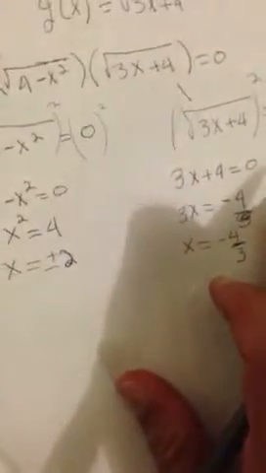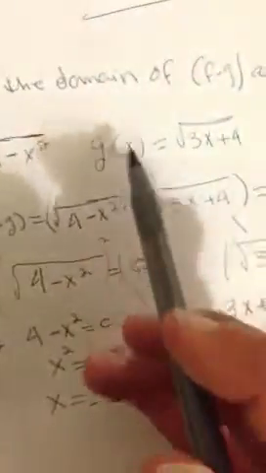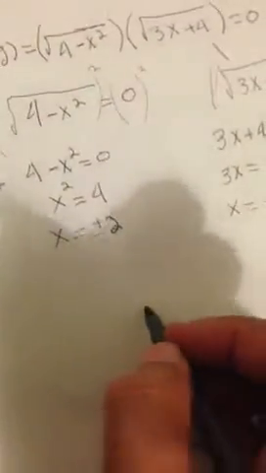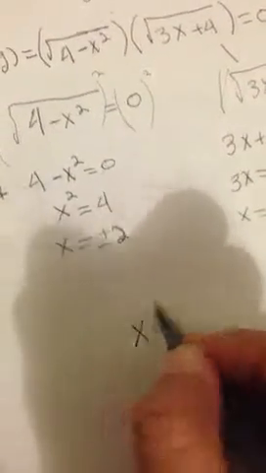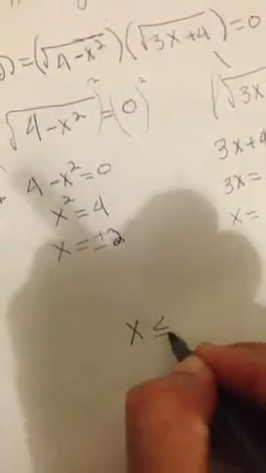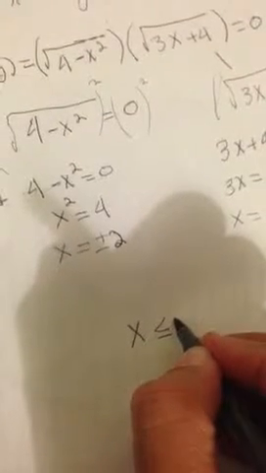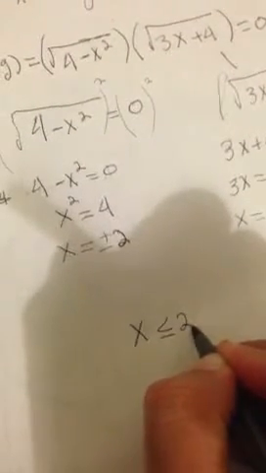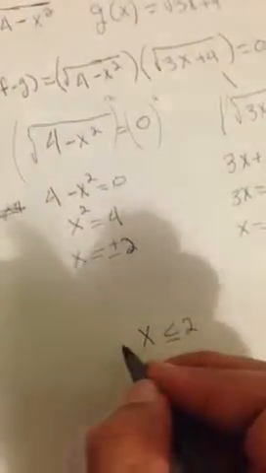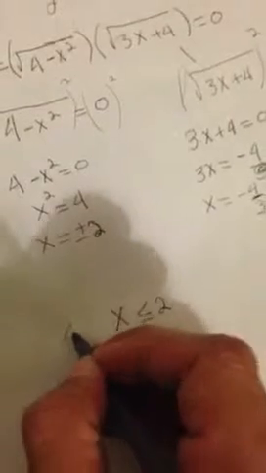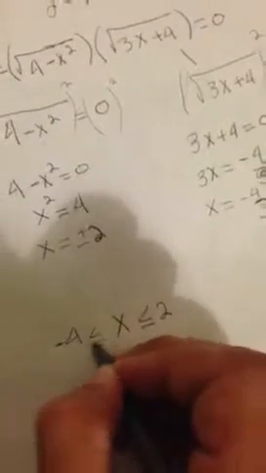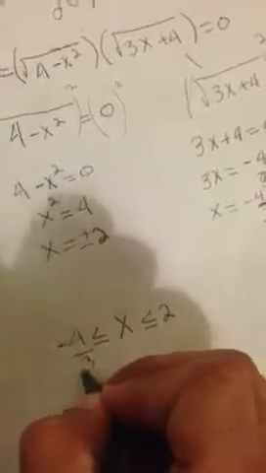So the first one we set up right. We get the domain of f times g. The domain is going to be x greater than or equal to negative 4 over 3, and it has to be in between, less than or equal to 2 and negative 4 over 3.